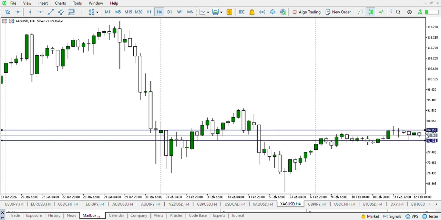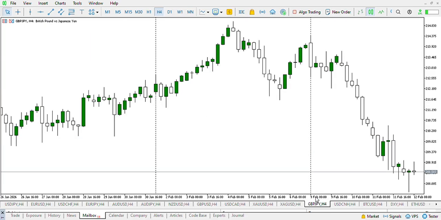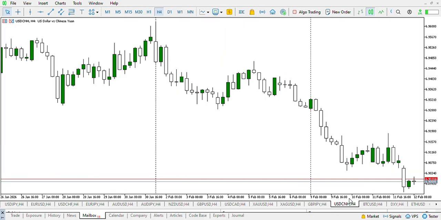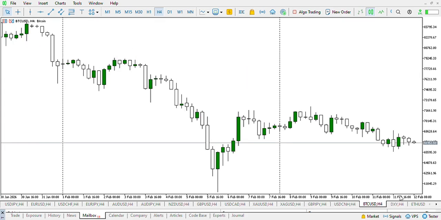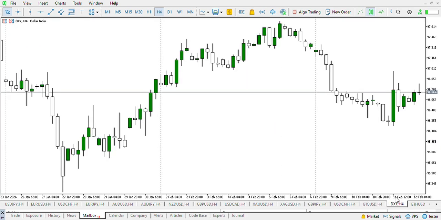So now you can see I've helped you to mark these zones. So now do the needful to open your chart, go to GBP JPY, mark your high and low, go to USD CNH, mark your high and low, go to BTC USD, mark your high and low, go to DXY as well and mark your high and low. That is all. Plan your trade, trade your plan, and most importantly, manage your risk and emotions.